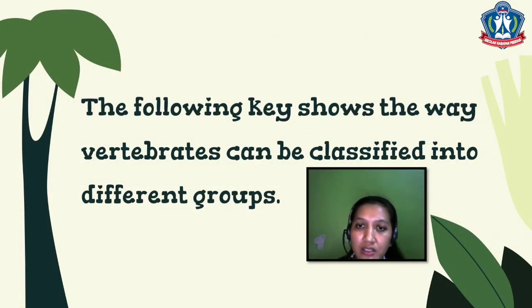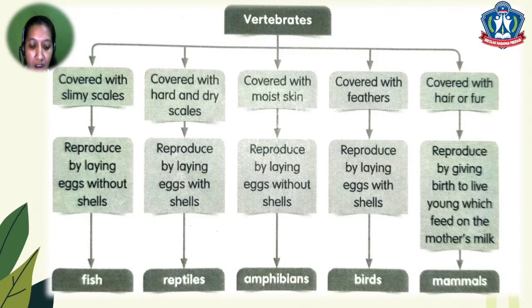The following key shows the way vertebrates can be classified into different groups. There are several millions kinds of animals on Earth. Many more have not been discovered, identified, or classified. Scientists use identification key to identify and classify the various kinds of animals, plants, or other living things. So here, the following key shows the way vertebrates can be classified into different groups.